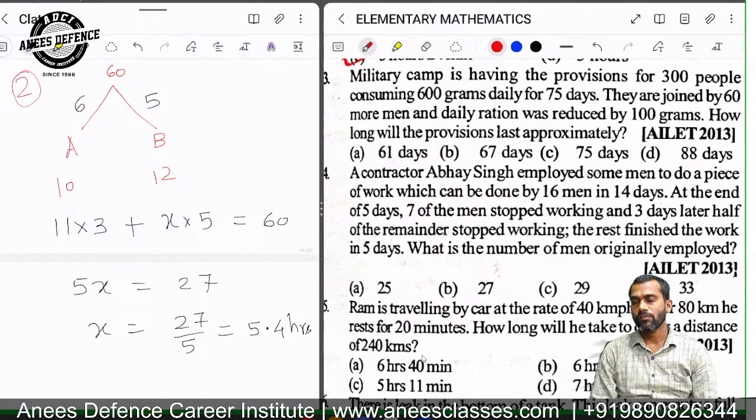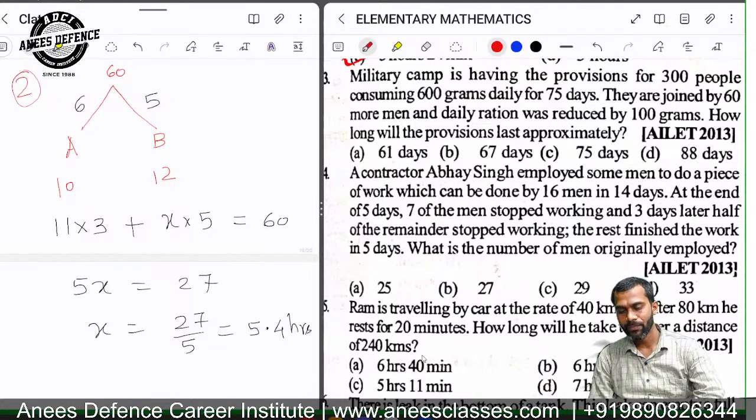Okay. Please try. So 300 into 600 into 75. Yes or no? And in the second case, we need to just multiply 360, and the ration was reduced by 100. It means it would be 500 grams into X. So that would be 360 into 500 into X. And you need to find out the value of X. I hope it is clear. Purva, have you understood?